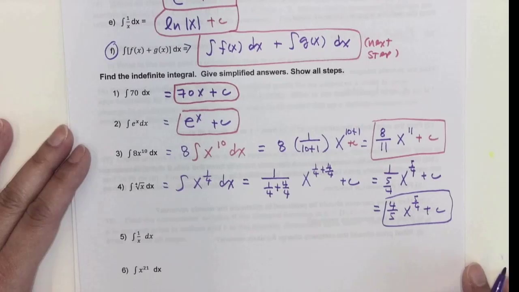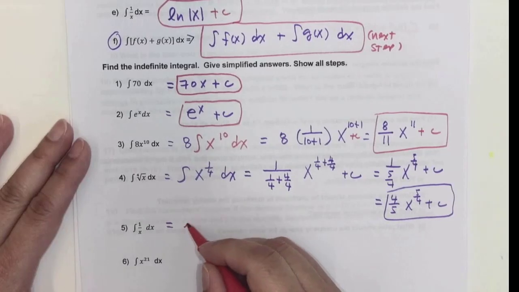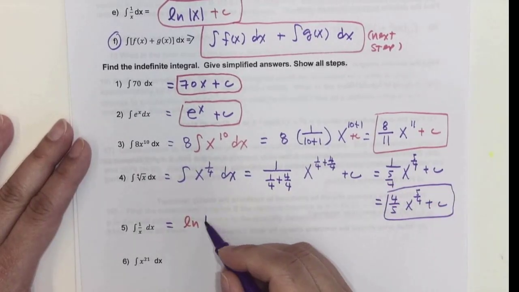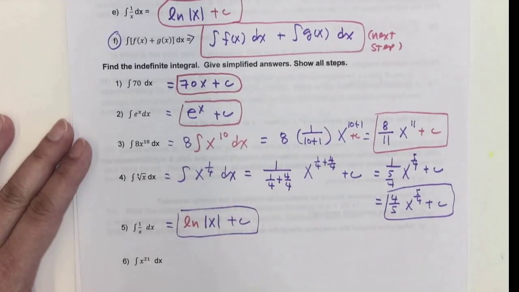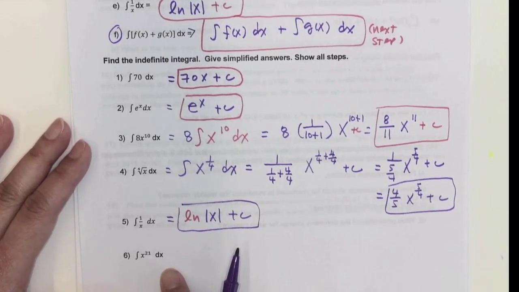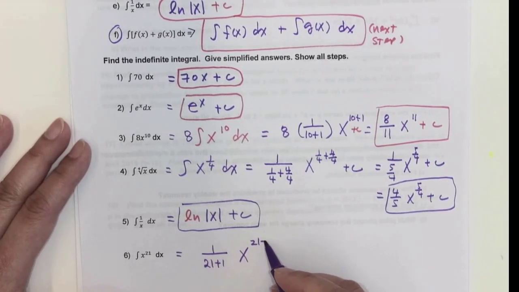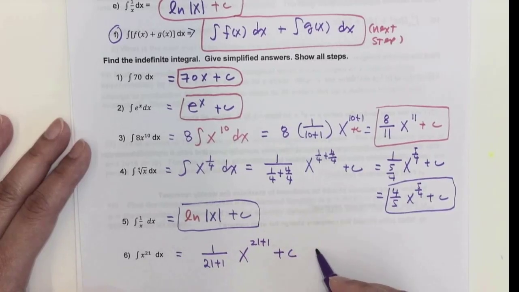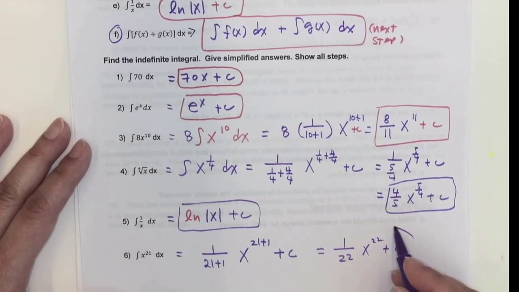We have 1/x. When you take the integral of 1/x, this will turn into ln of absolute value of x. Don't forget to add c. That's all. I have another one of this, I don't know why. So let's do one more. If you have x raised to the 21 power, then you will start with 1/(21 plus 1), that's why we have 22, and then x raised to 21 plus 1, which is 22. Don't forget c. You got 1/22 x to the 22 power, adding c.